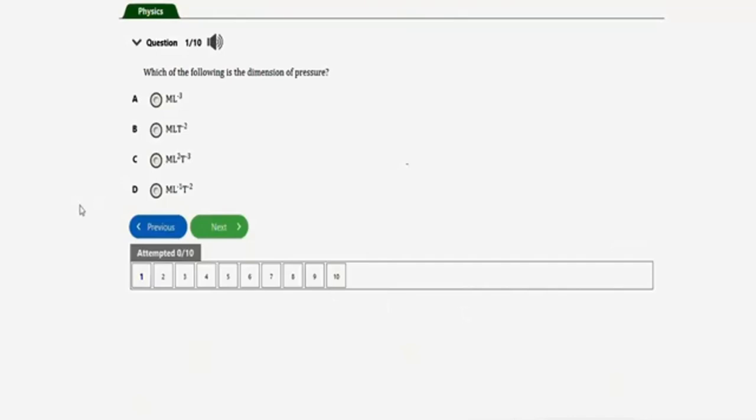Alright, so the next repeated question will be this question. It says, which of the following is the dimension of pressure? Okay, I think we have solved this question. That was the first one we just finished solving. The correct option is option C. So let's go to the next one.